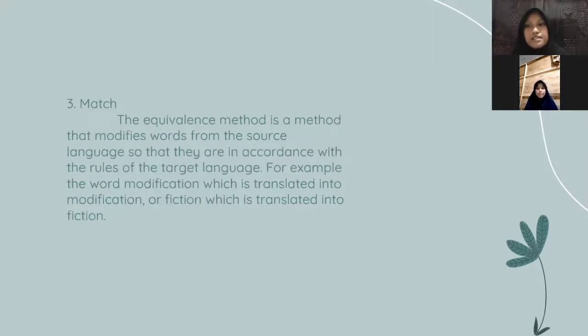The next, there is equivalence. The equivalence method is a method that modifies words from the source language so that they are in accordance with the rules of the target language. For example, the word modification, which is translated into modification, or fiction, which is translated into fiction.